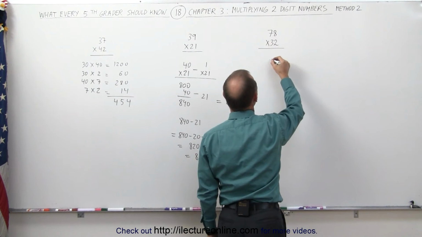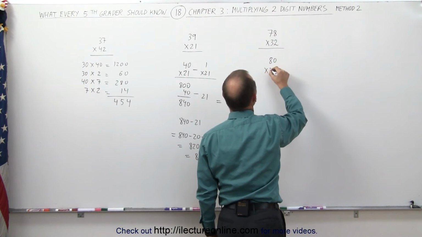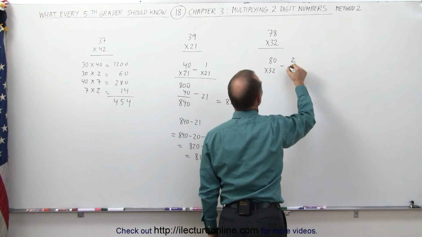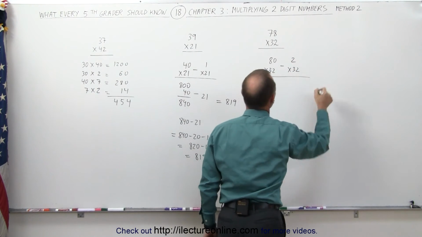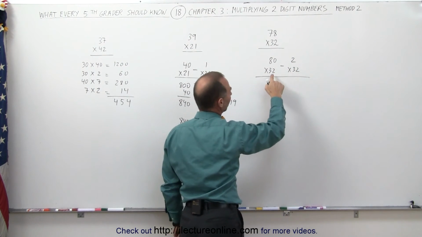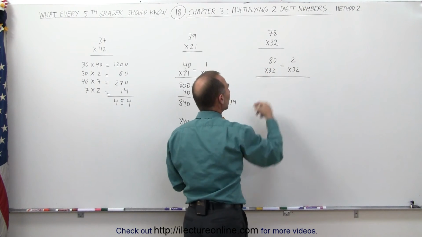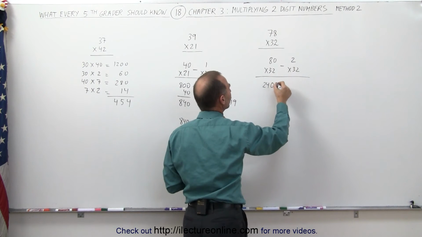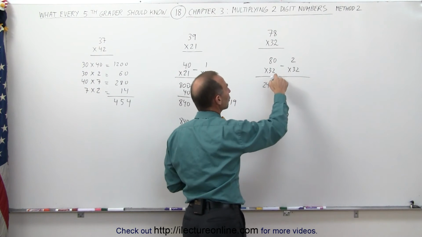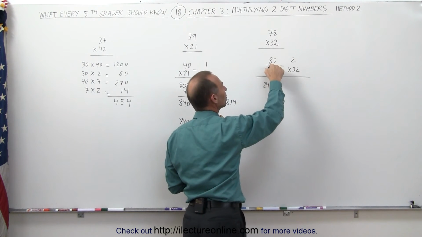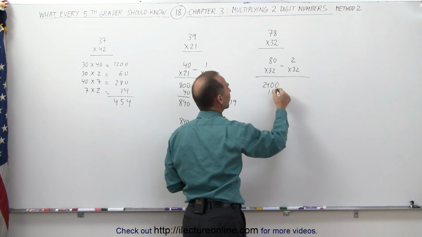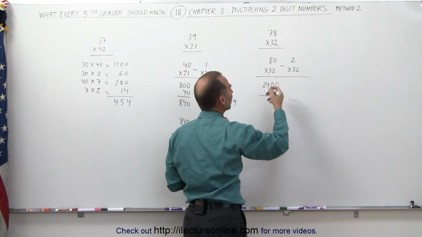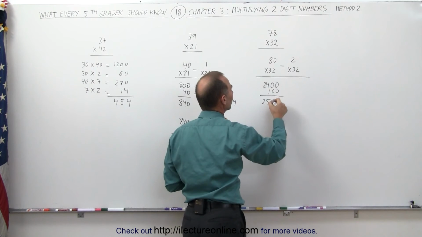Okay, let's try 78 times 32. That is almost the same as 80 times 32 minus 2 times 32. Now for 80 times 32, what I can do is 30 times 80. That would be 3 times 8 is 24, and add the two zeros gives you 2400. Then you go 2 times 80. Well, 2 times 80 is 16. Add a 0 is 160. So together, 32 times 80 gives you 2560.